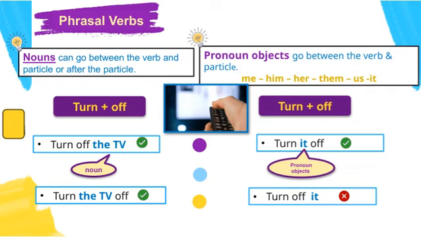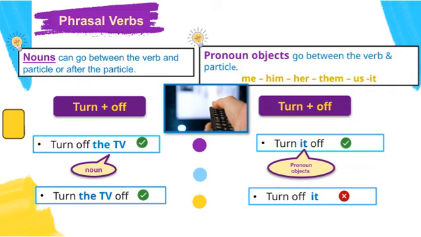Noun objects, like the TV, can go either between the verb and the particle or after the particle. So both turn off the TV and turn the TV off are correct and common. Now, when we're using pronoun objects like me, him, her, them, us, or it, they go between the verb and the particle. For example, instead of saying turn off the TV, you can say turn it off.